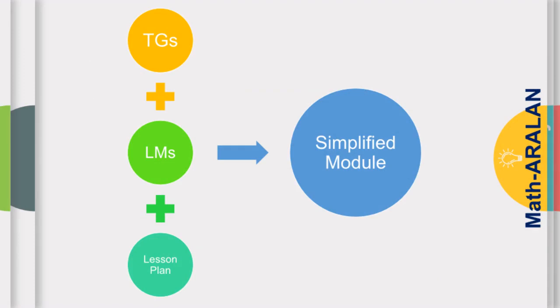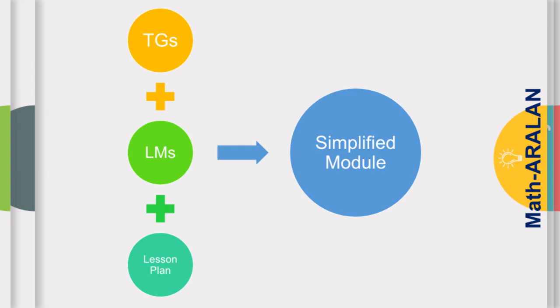Mostly, TGs and LMs are in PDF format, but it could be converted into Word format using available free online application. The module to be crafted using lesson plans, TGs and LMs is simplified. We know that modules have lots of parts. If we will follow the whole parts of the module, it will take a lot of time for the students to read and perform the activities in the module.